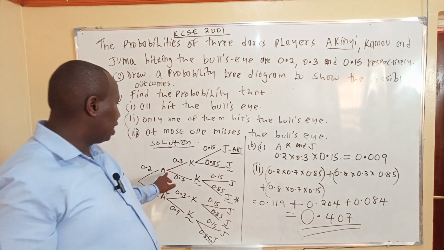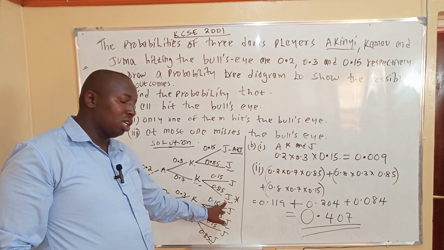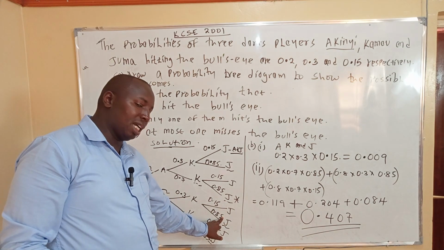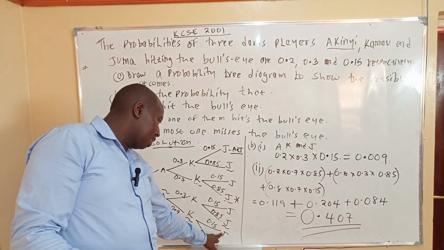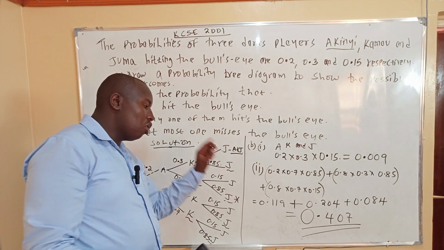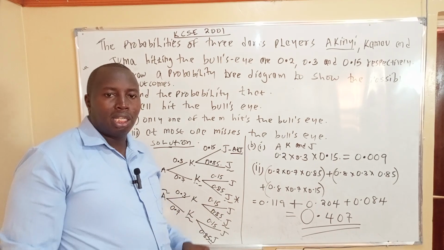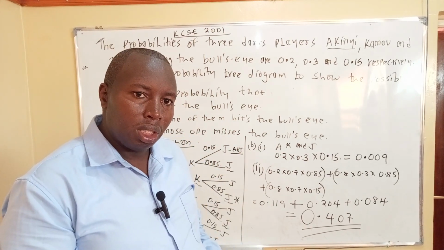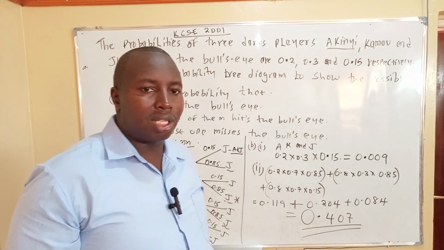So you can see Akinyi hitting, Kamau and Juma not hitting the target. Then Kamau hitting, Akinyi and Juma not hitting the target. And the last one, Juma hitting the target, Kamau and Akinyi not hitting the target. Those are the three possible outcomes in that question. Now we go to the last question.